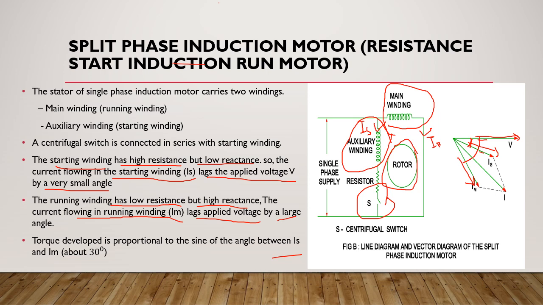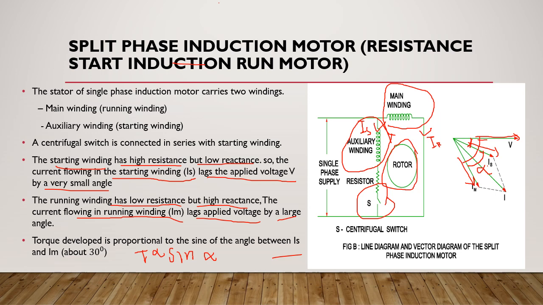Okay, the torque developed is proportional to the sine of the angle between IS and IM. I call the angle alpha. This is IS and this is IM, and this is the angle between IS and IM. I call this alpha. You see it is about 30 degrees. That is a very small angle.